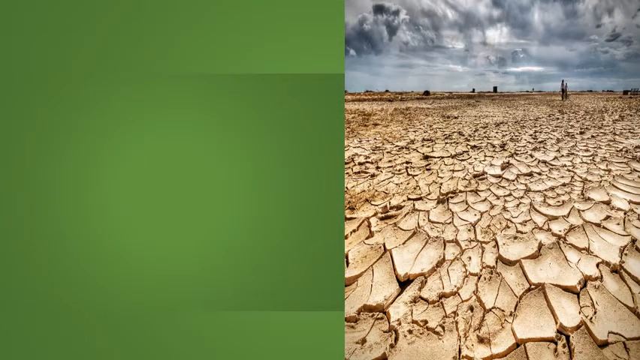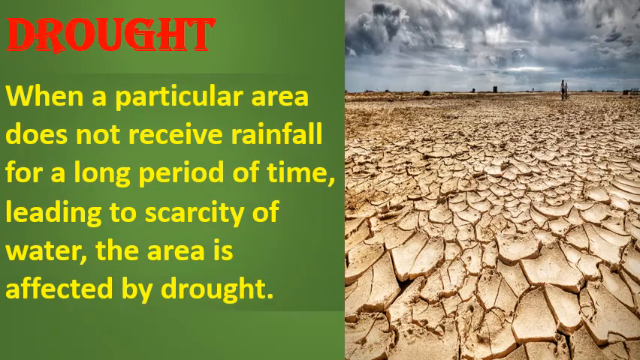Now we'll talk about the next natural calamity, that is drought. As you can see in the image, the area which does not receive rainfall for a long period of time leads to scarcity of water. Thus, it is said that the area is affected by drought.